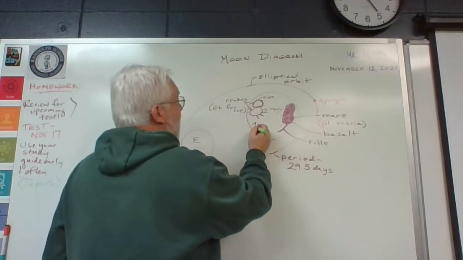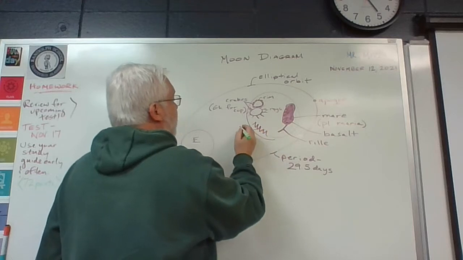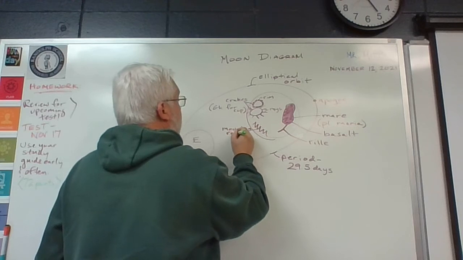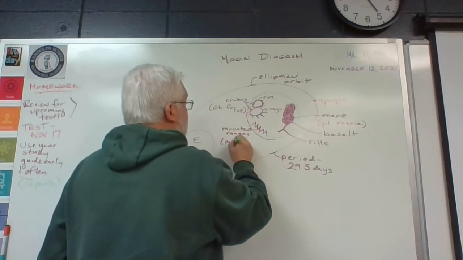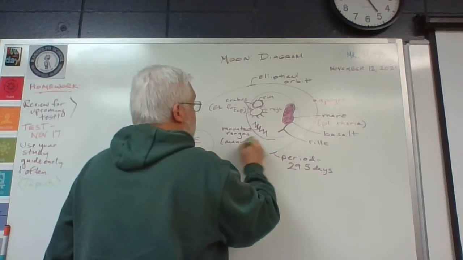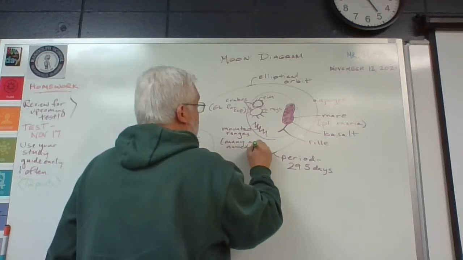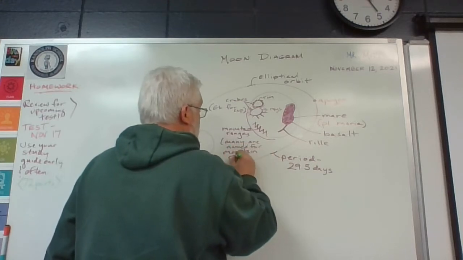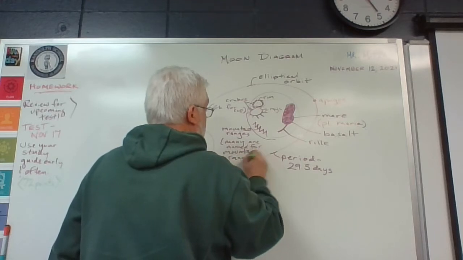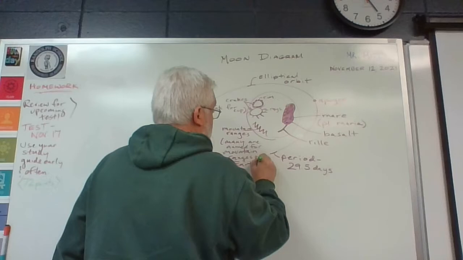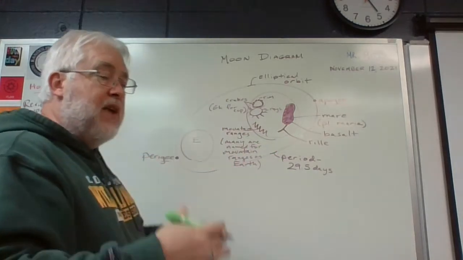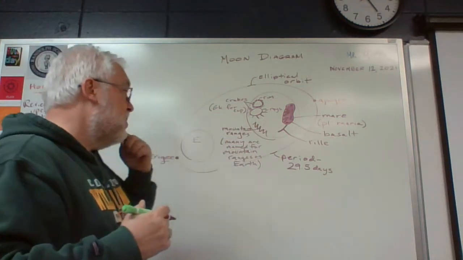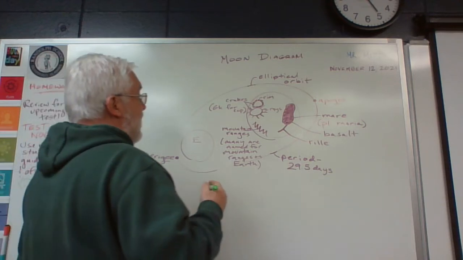The other feature that we'll add on the surface of the moon are mountain ranges. There are mountain ranges, and many of these are named for mountain ranges on Earth. Things like the Alps or Carpathians, European mountain ranges. Some of those same names have been used for naming mountain chains on the surface of the moon.